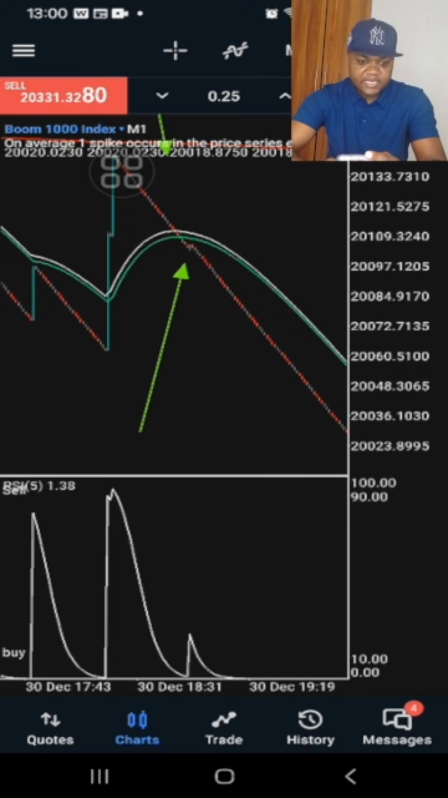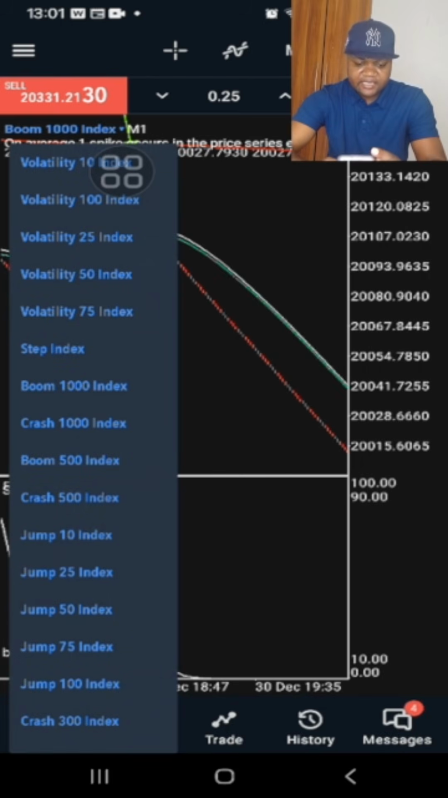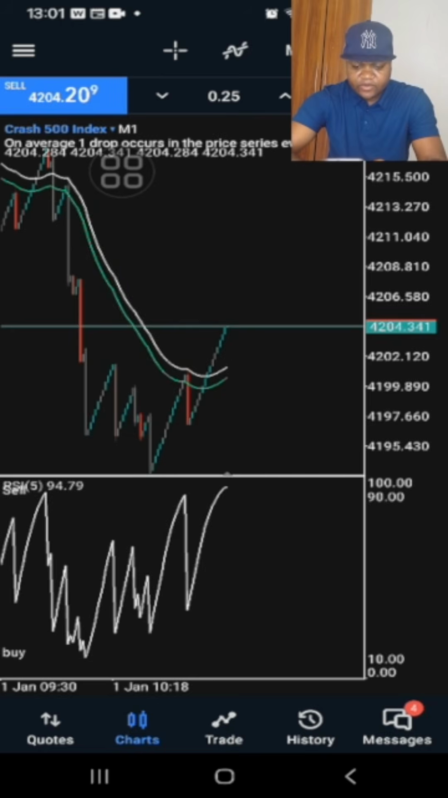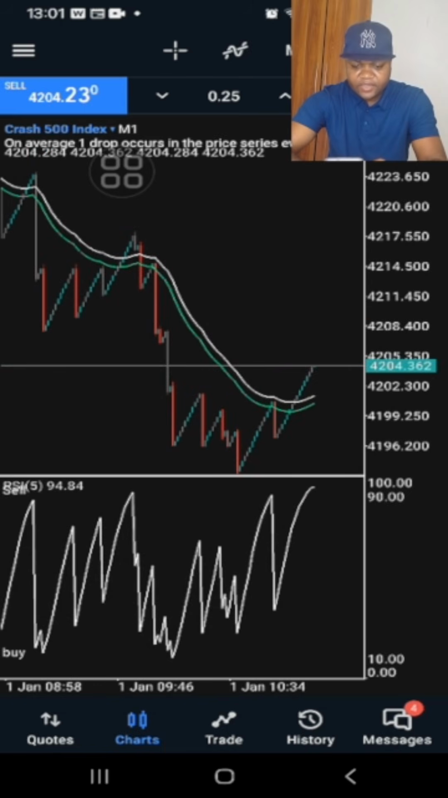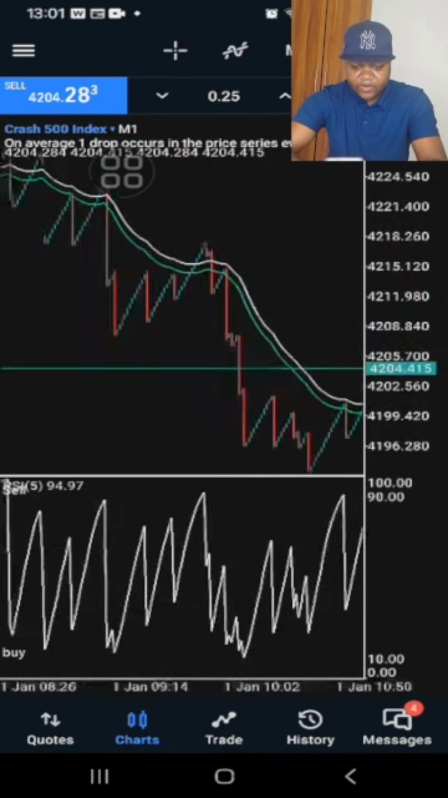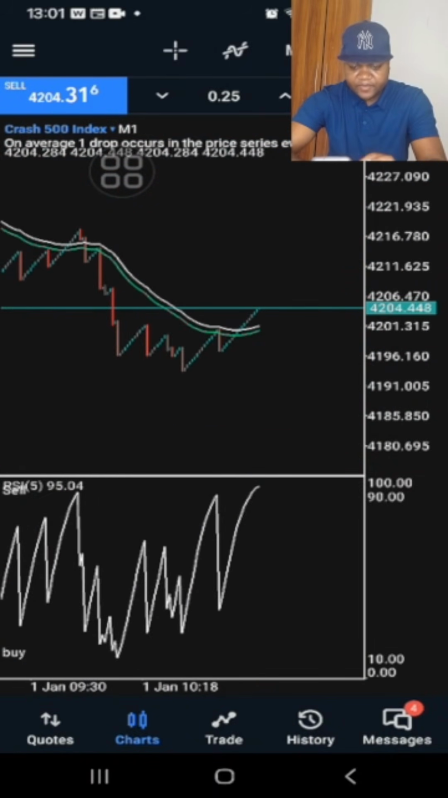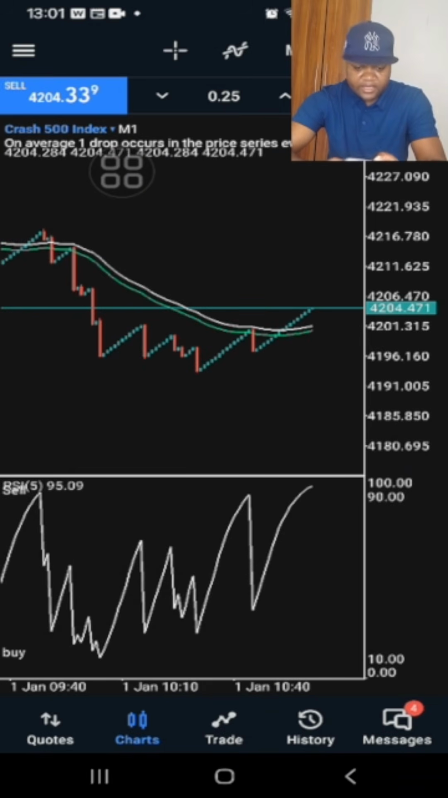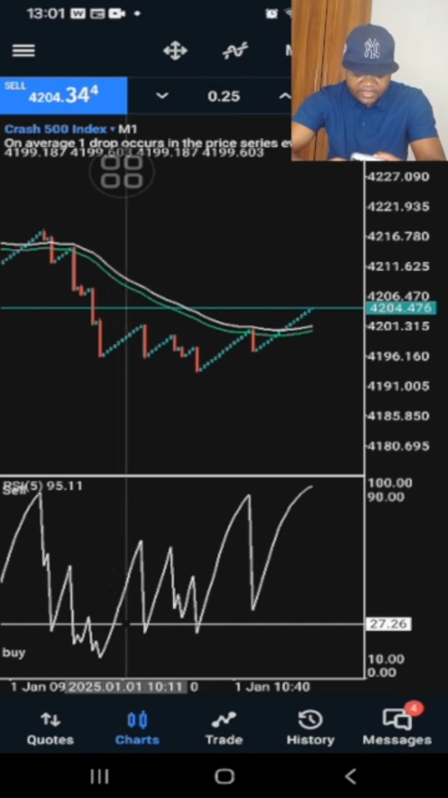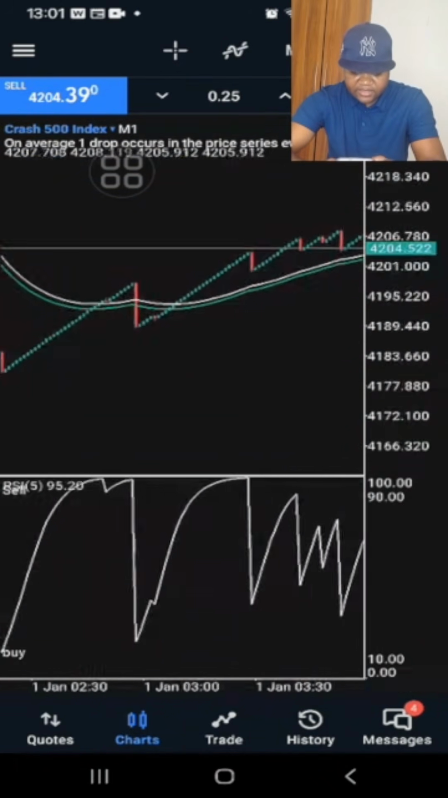Okay, let's look at other assets before we call it a day. Let's see if this is applicable to other assets. So let's try Crash 500. Let's see how this works in Crash 500. Okay, what are the conditions? If you look here in Crash 500, it didn't reach the level that we want.